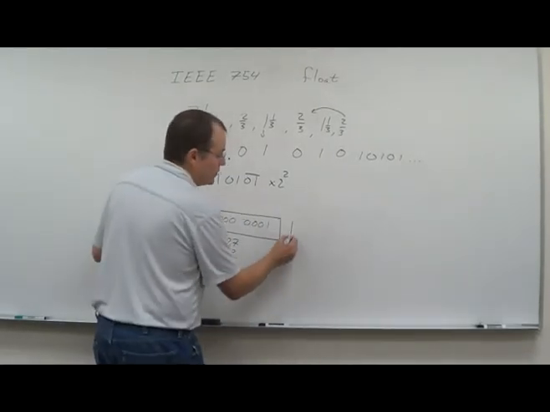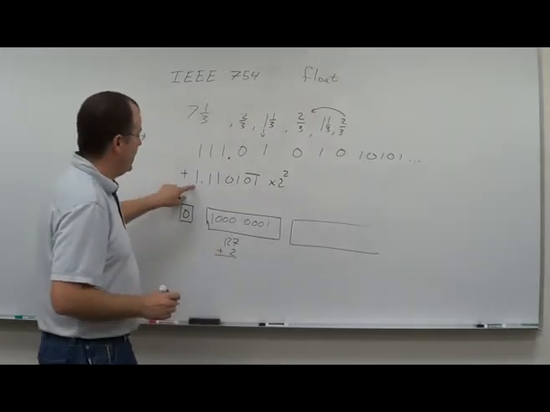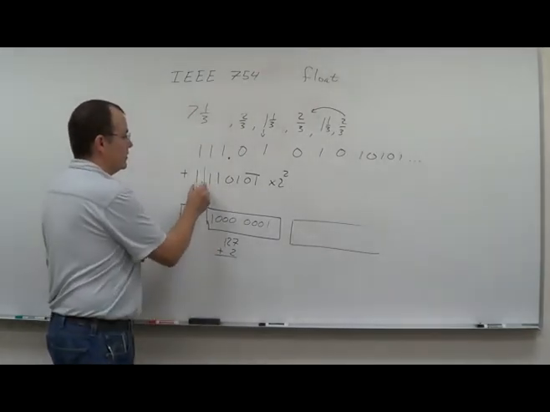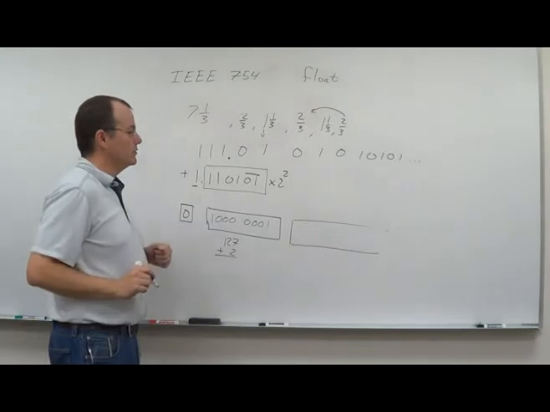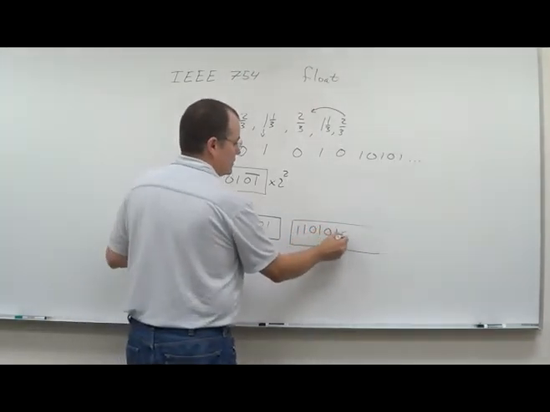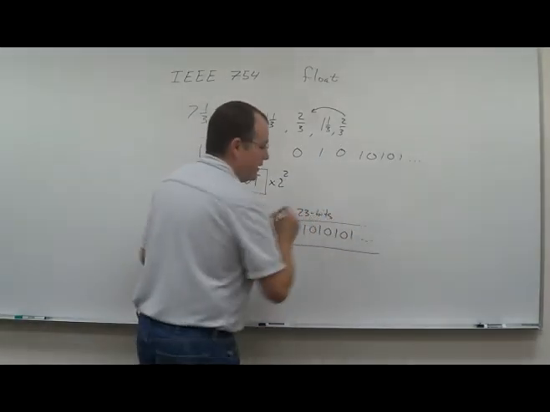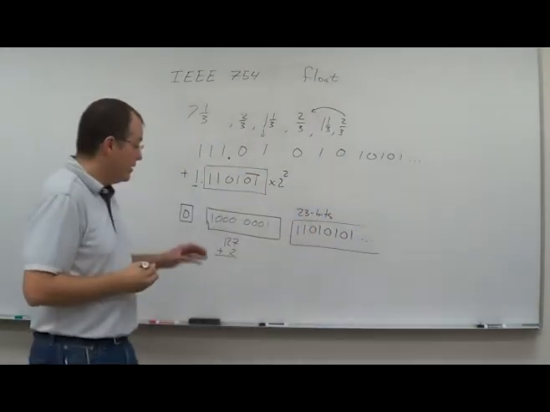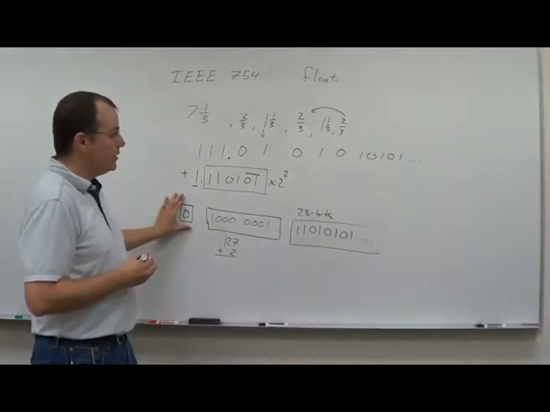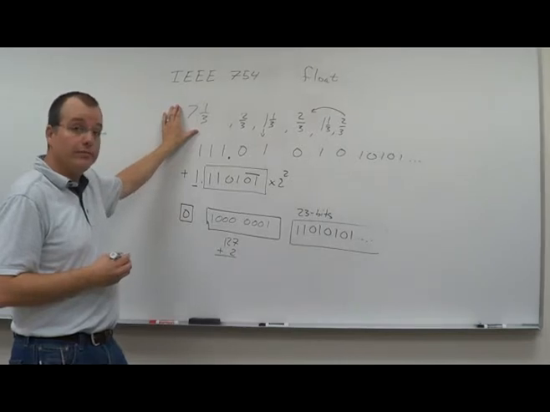And then I need to encode the fraction. I've got 23 bits here to encode, and I don't need to encode this part, just that part. So it would be 11010101 out to 23 bits. This is the floating point encoding for 7 1/3.